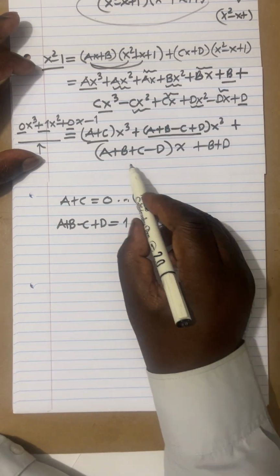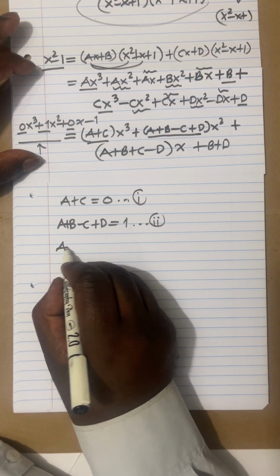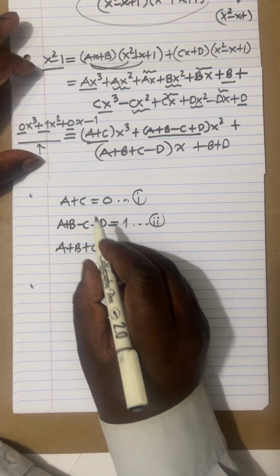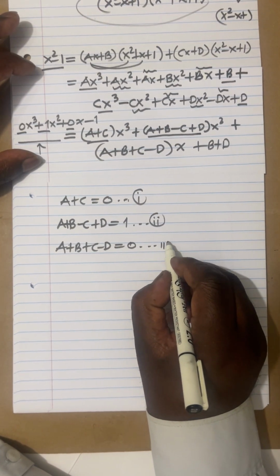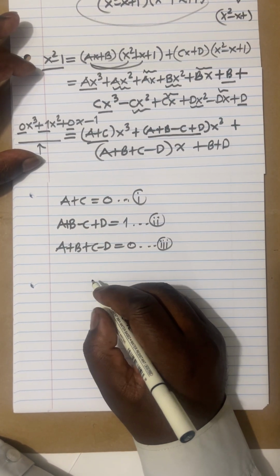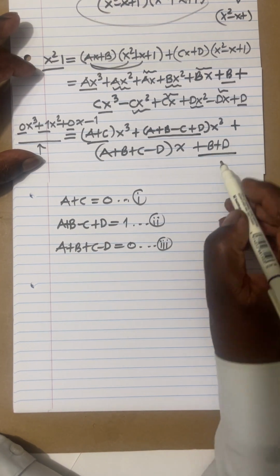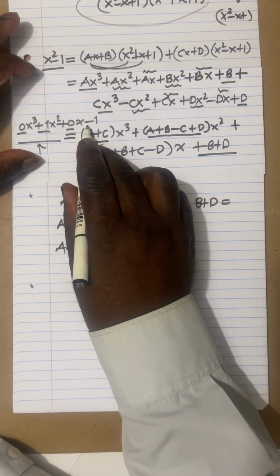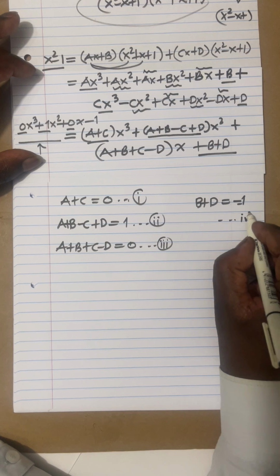Let's go to the terms containing x now. It's a plus b plus c minus d. A plus b plus c minus d is equal to 0. The coefficient of x on the left is 0. Equation number 3. And then equation number 4 will be the constant term now, which is b plus d equals, what is the constant term on the left? Minus 1. So that's equation number 4.